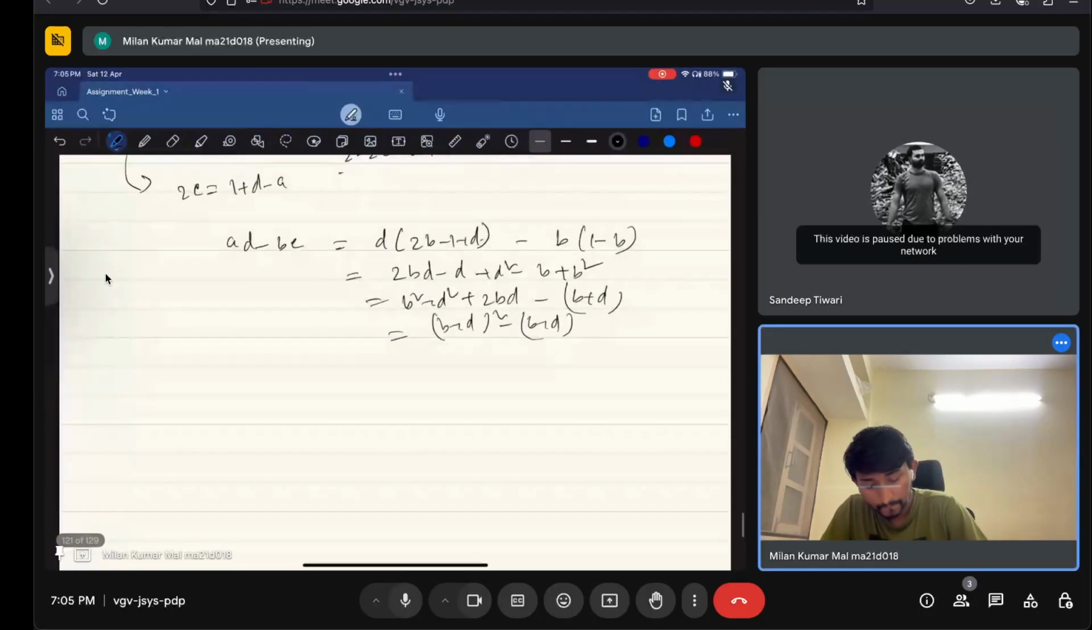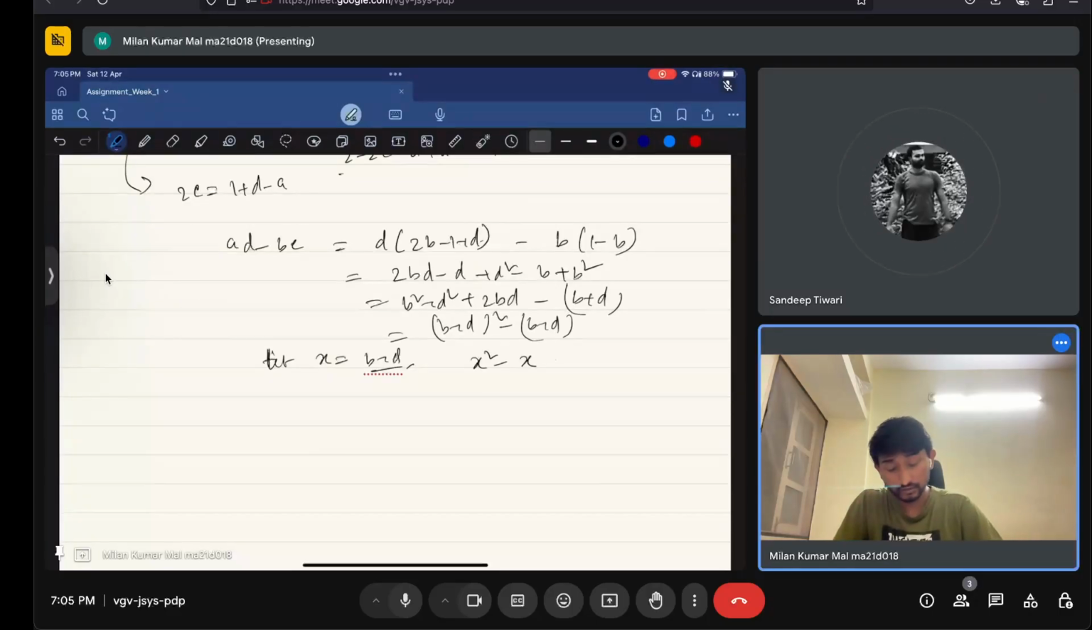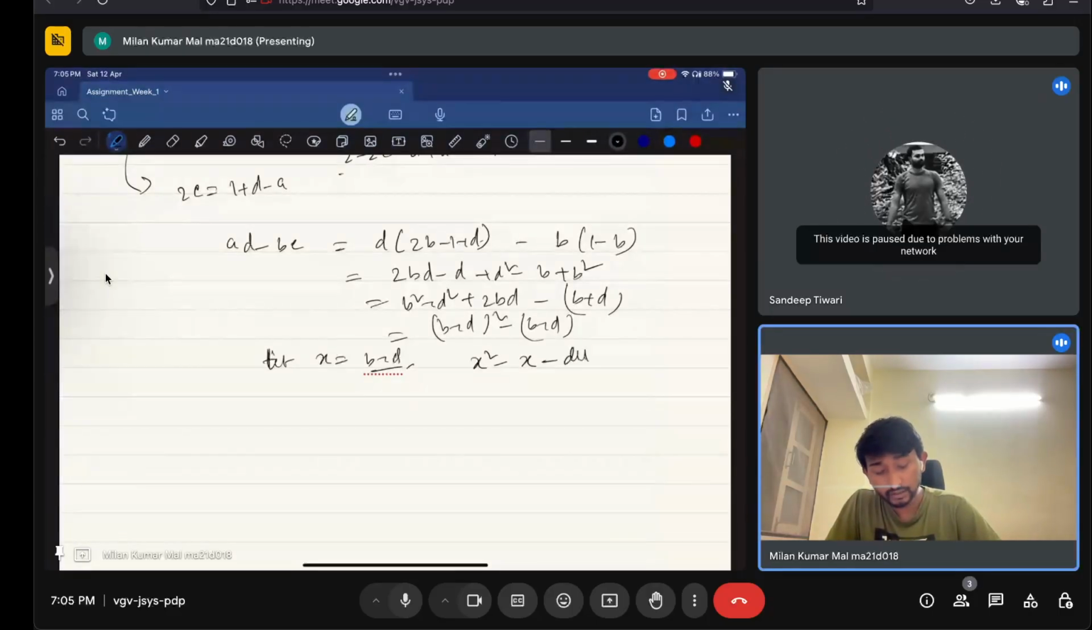Then let bx plus d equal b plus d. Then what will we have? x squared, ad minus bc, minus bx. This is the determinant equation: determinant minus determinant of the matrix X equals 0.